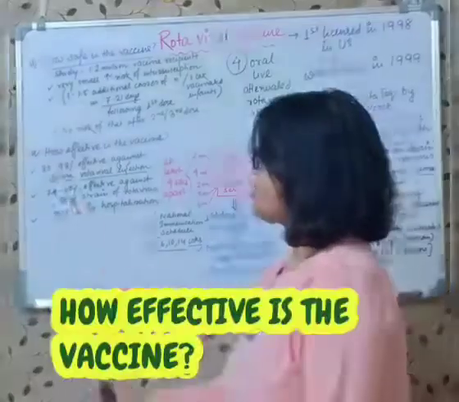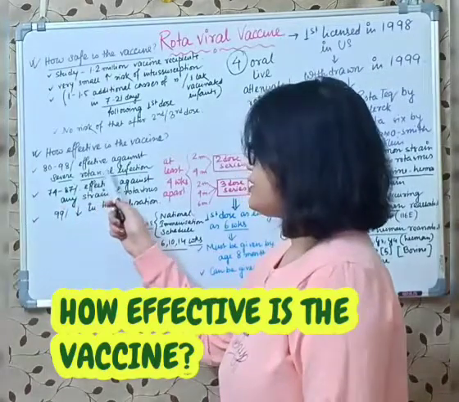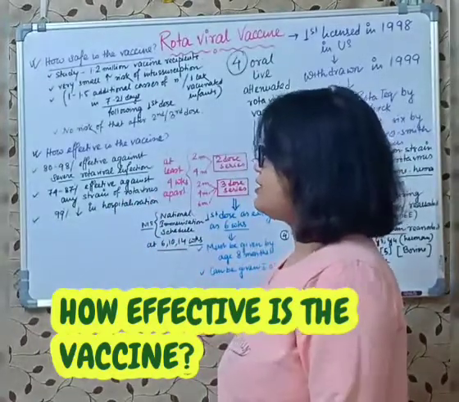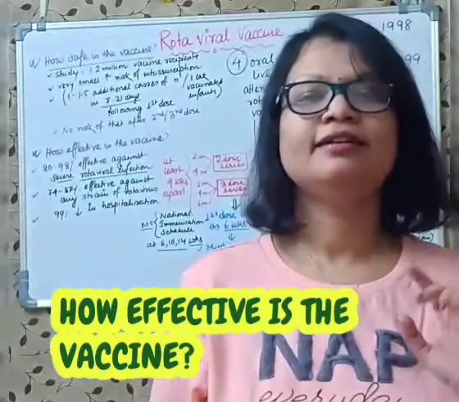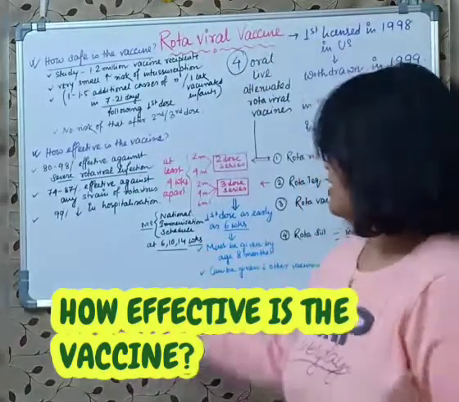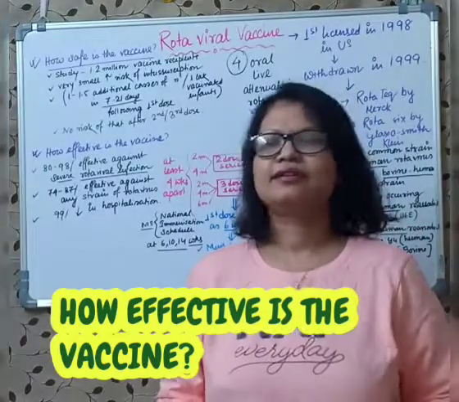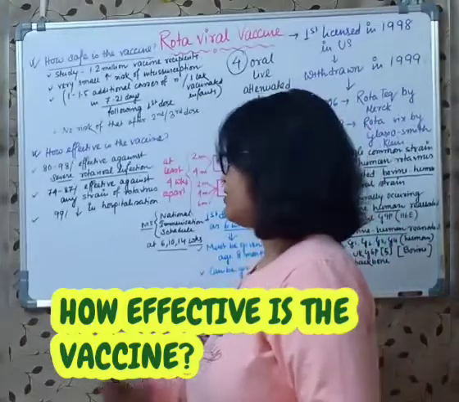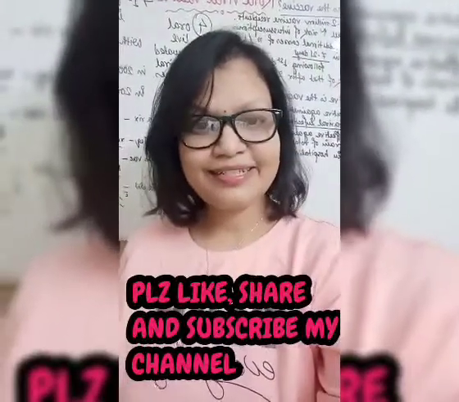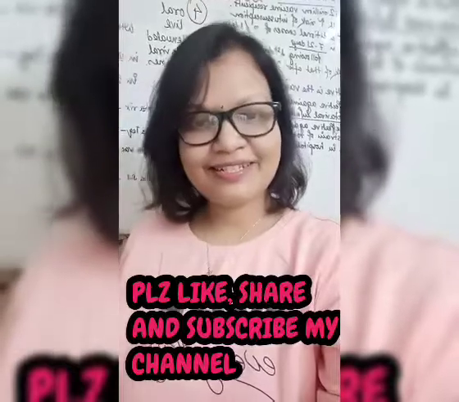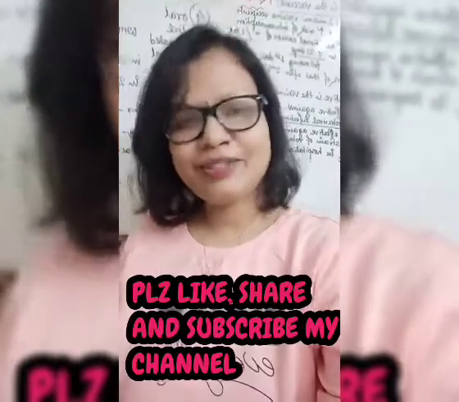Now coming to the next topic, how effective is the vaccine? It has been seen that the vaccines are 80 to 98% effective against severe rotaviral infection, and 74 to 87% effective against any strain of the rotaviruses. And yes, of course, there is a 99% decrease in hospitalization. So we have completed the whole rotavirus topic and its treatment and also the vaccine, and we will be there with other topics also.